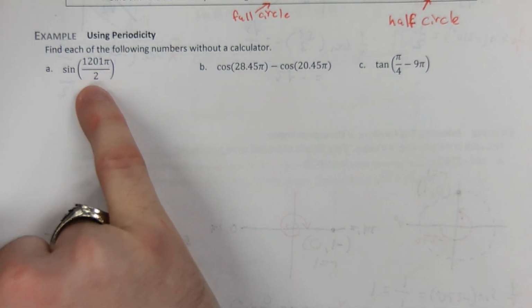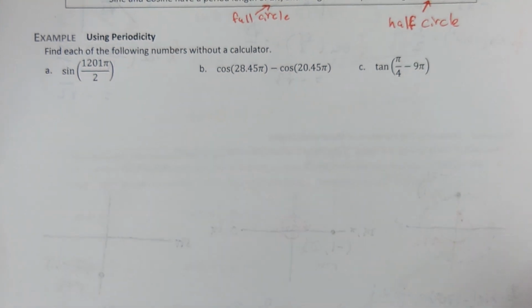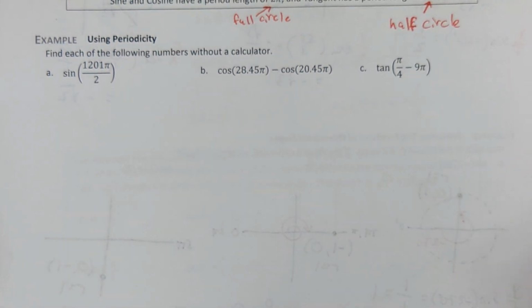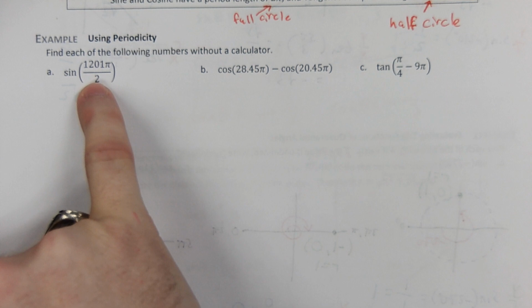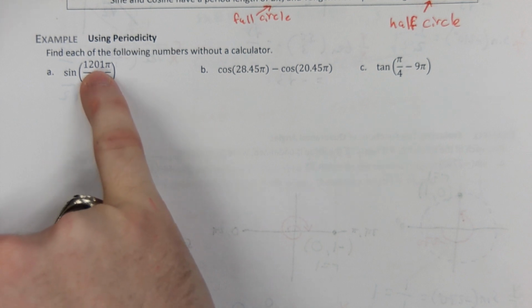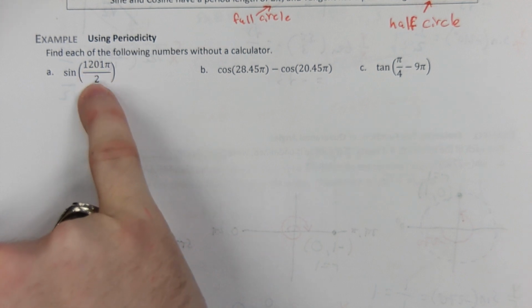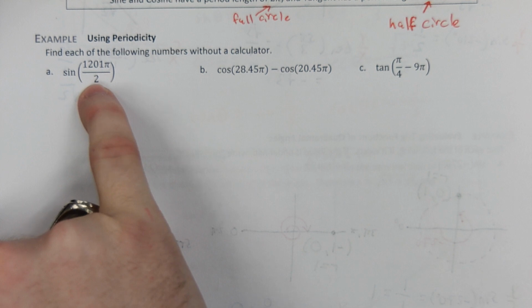I have no idea how many degrees 1,201 pi divided by 2 is. Someone in first period said it was like 180,000 something degrees. It's a lot. I have no clue where that is. But what I do know is that 1,201 is an odd number. And if I divide that by 2, what's my remainder? 1.